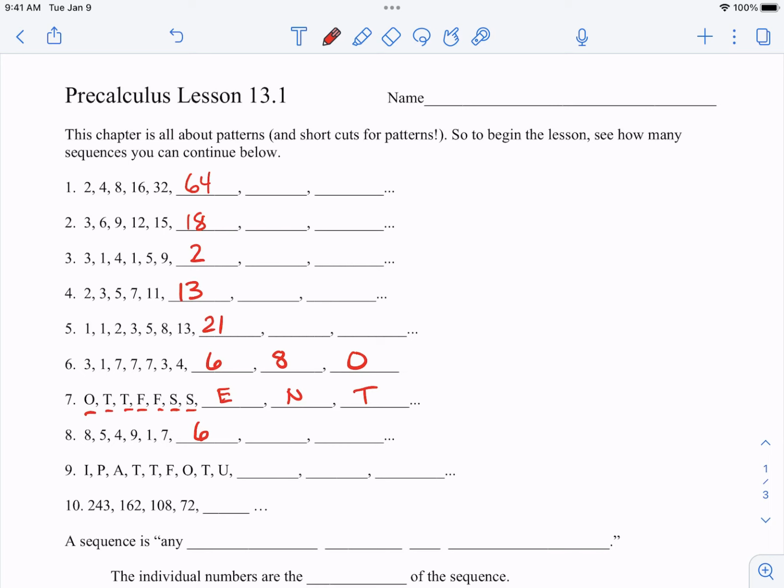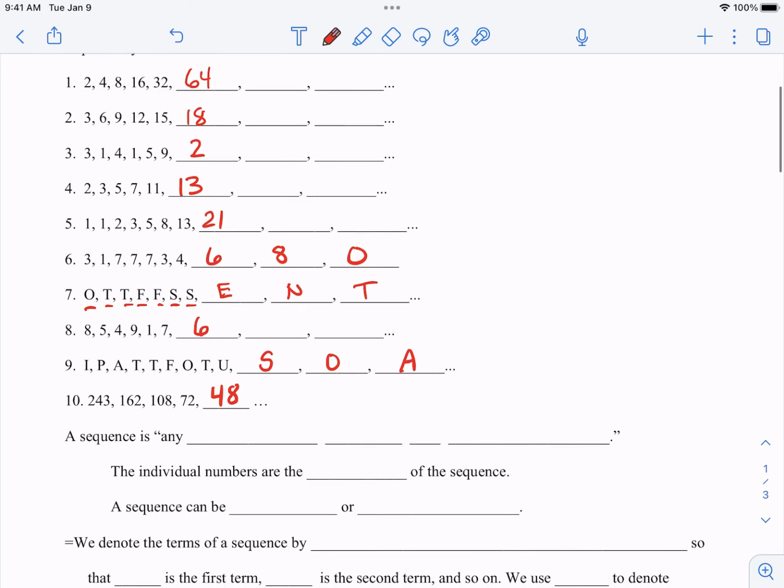Number 9 should be familiar because you hear this sequence every day at school. These are the first letters of the words of the Pledge of Allegiance. I pledge allegiance to the flag of the United States of America. I think A was the letter you were looking for on the quiz. And the last one, this is mathematical again. This is an exponential decay, and each number is 2/3 of the previous number. And so if you follow that pattern, you should get 48. So these are some examples of sequences of numbers of sorts, even though some of them were letters.